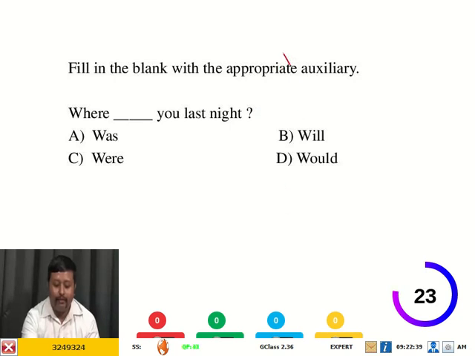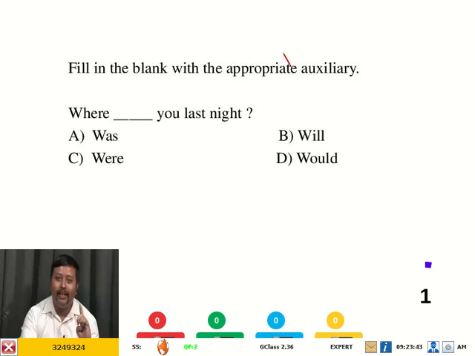Time up. Now you need to tell me the answer. The question is: where does you last night? What could be the answer for this question? The options are was, will, were and would. We were using this word where, so that is related to places.